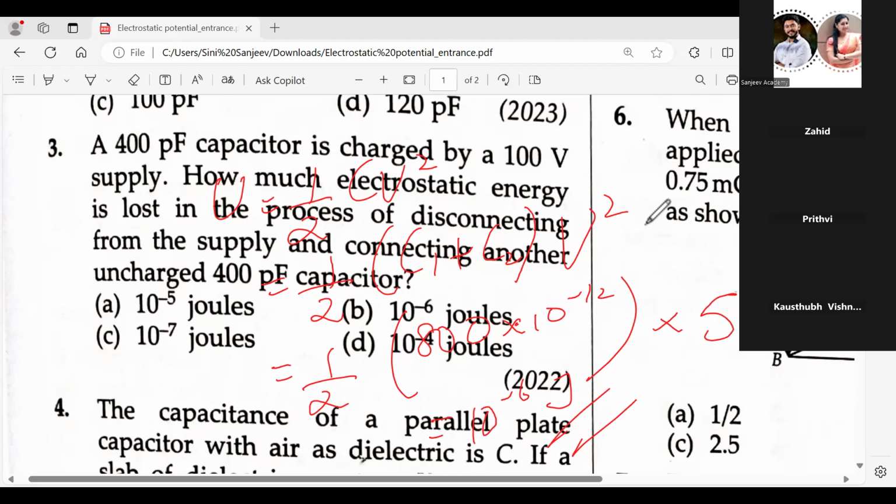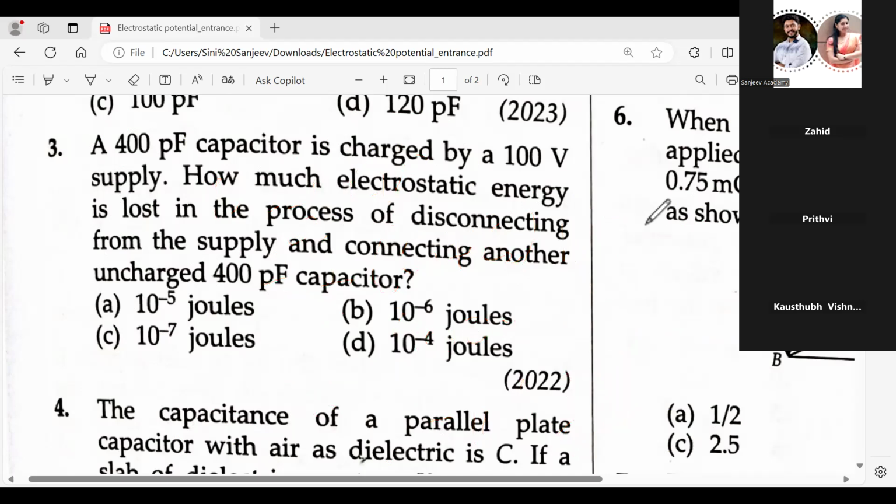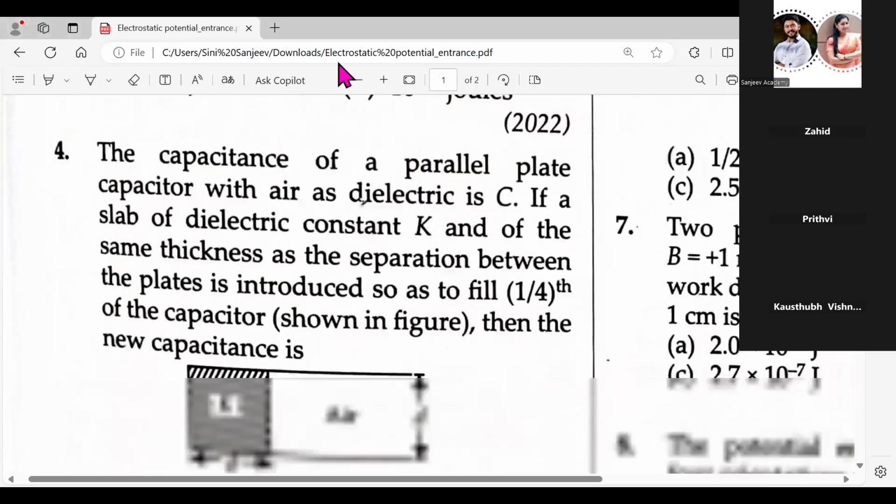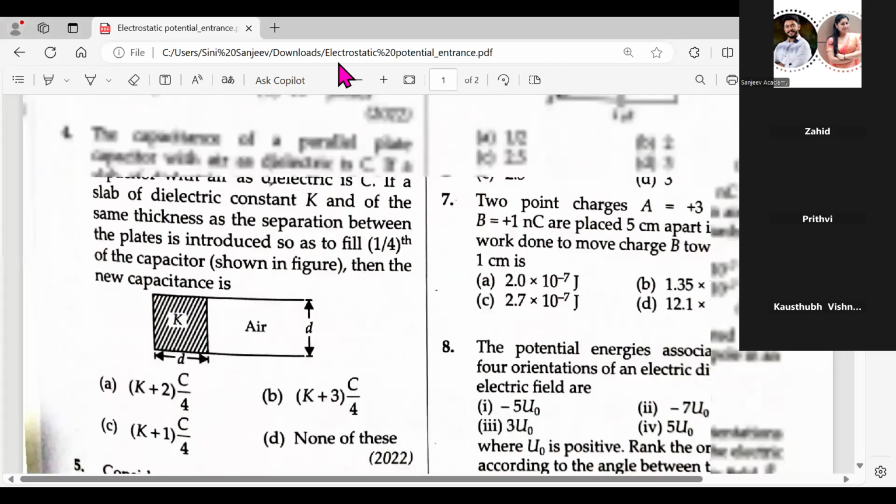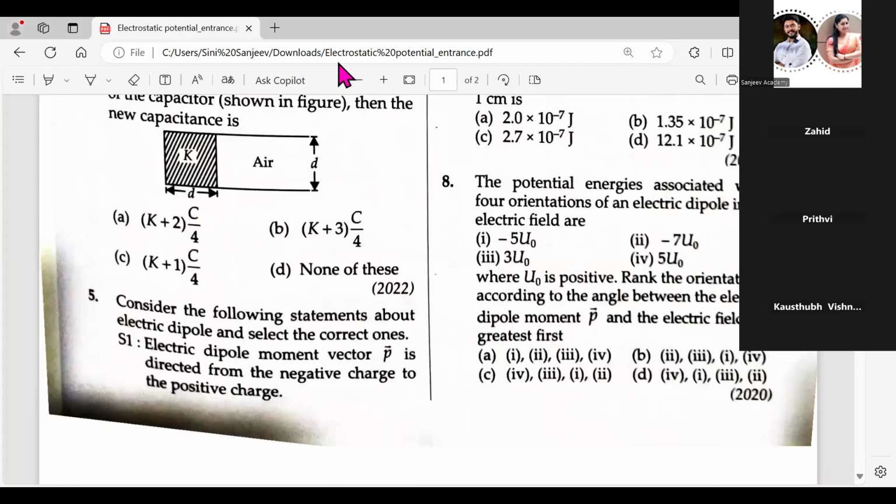Okay, so we can mark our option. I'm just clearing it now. I think you'll be able to see the next question. I'll take an easy question now. Fifth question.